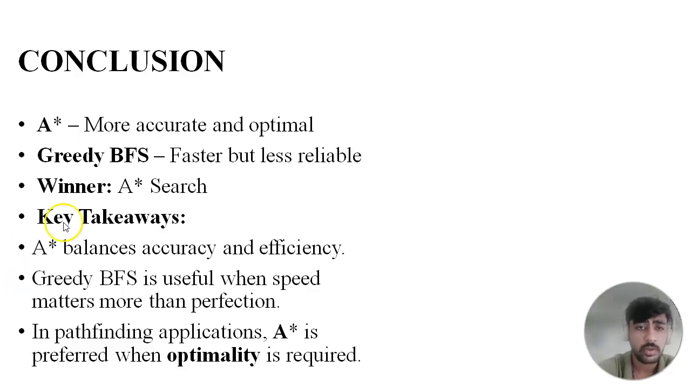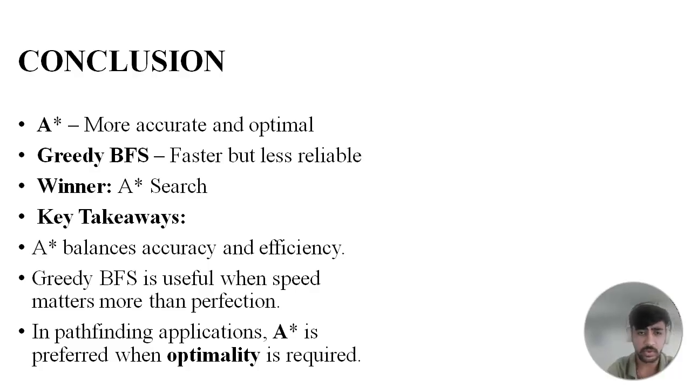So, conclusion. Over here, A star is more accurate and optimal. Greedy BFS is faster but less reliable. Winner is A star. On the comparison of accuracy and many other things, A star is more accurate and very optimal, and it can be used for everything over here. A star balances accuracy and efficiency. As I said earlier, on the basis of accuracy and efficiency we have selected A star, and A star balances both of them.